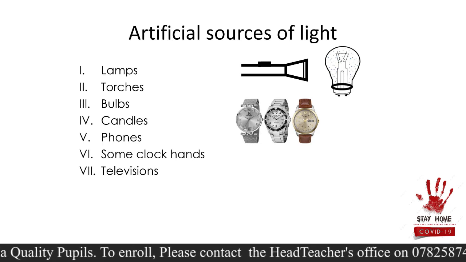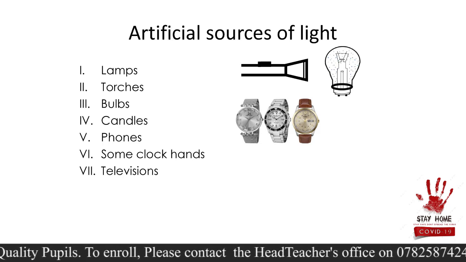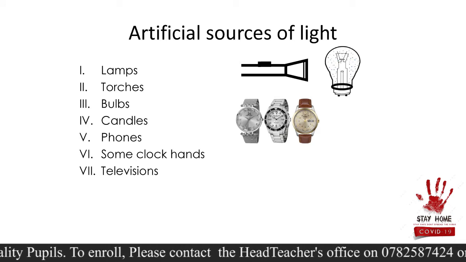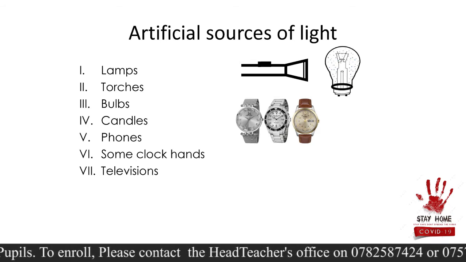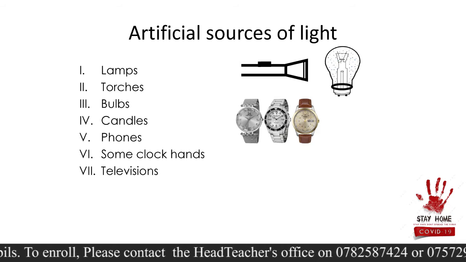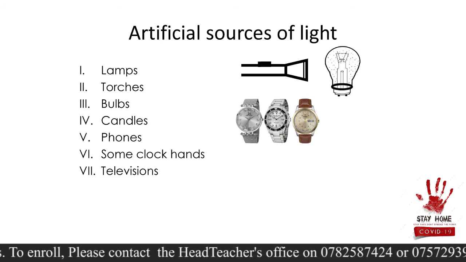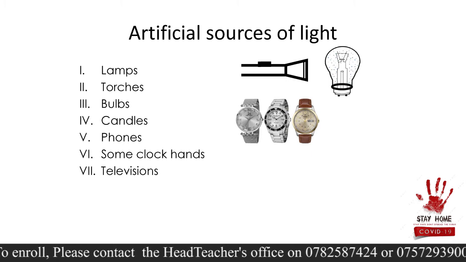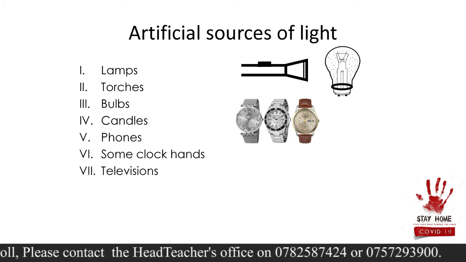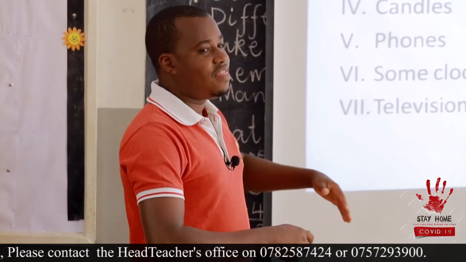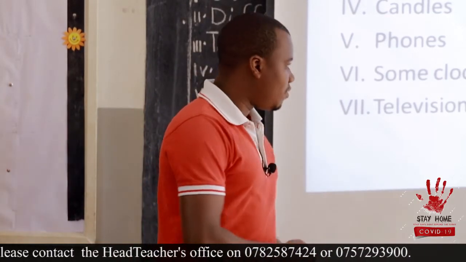Lamps, torches, bulbs, candles, phones, some clock hands, televisions, and so many others. You know them and you have them there. So why are they called artificial sources? They are made by people.